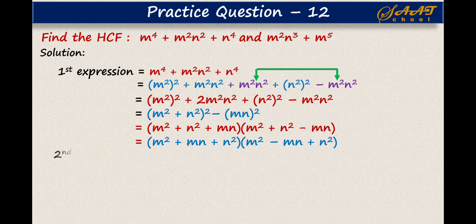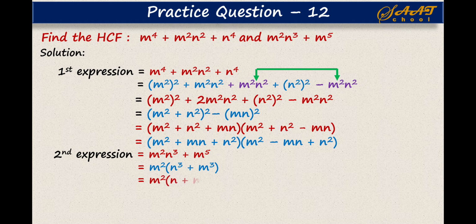The second expression is m square n cube plus m5. We have m square common between the two terms. Now if m square is common, that gives you n cube plus m cube, which is in the form of a cube plus b cube. So the formula for a cube plus b cube is (a plus b)(a square minus ab plus b square).